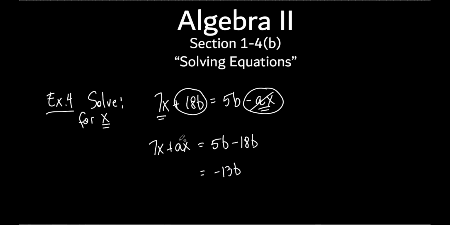Now let's talk about this right here. I just want one x, don't I? It could have a number out in front of it, but I want an x by itself. This has an x and this has an x. Give me a math word. Now, they're not like terms, because this has a 7 and that's an a. You don't know what that is, so you can't add those together.